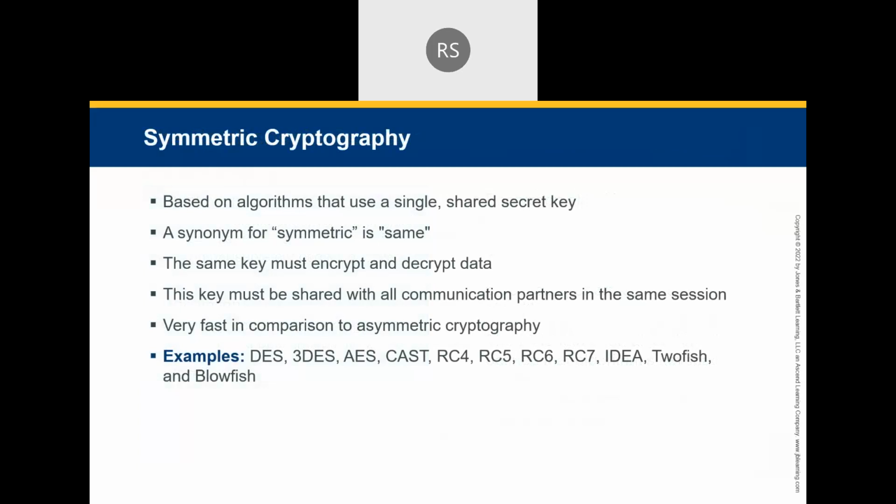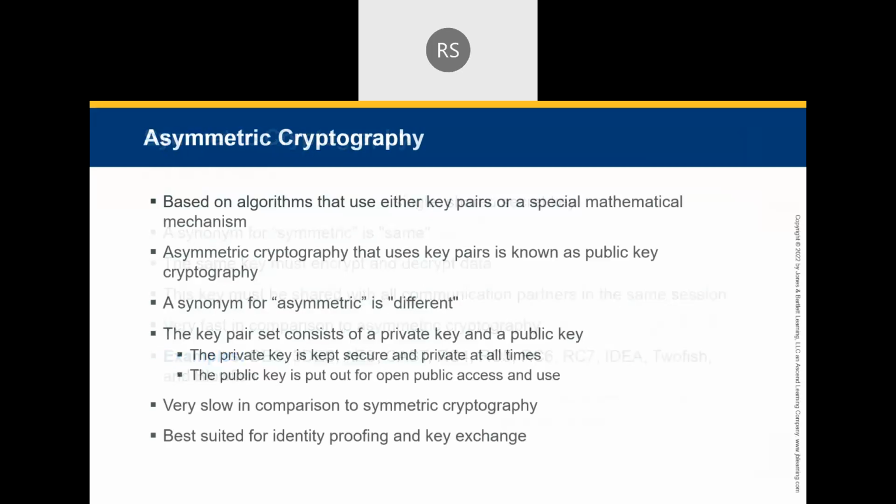Symmetric cryptography is based on algorithms that utilize a single shared key. So, symmetric implies the use of the same key for both the encryption and the decryption. The identical key must be shared among all communication partners in the same session. Some characteristics of symmetric cryptography is that it is very fast in comparison to asymmetric cryptography. We have a bunch of different examples of different types of cryptography algorithms. One of the difficulties in symmetric cryptography is how to share the key.